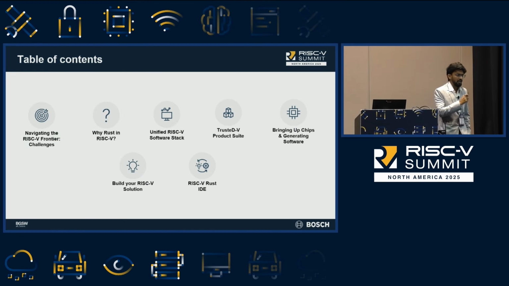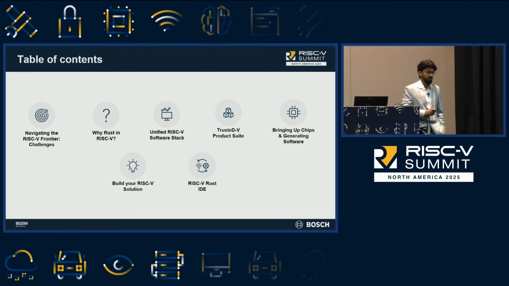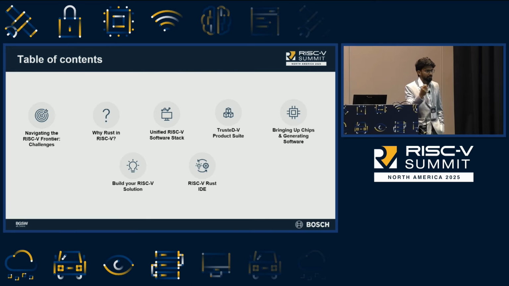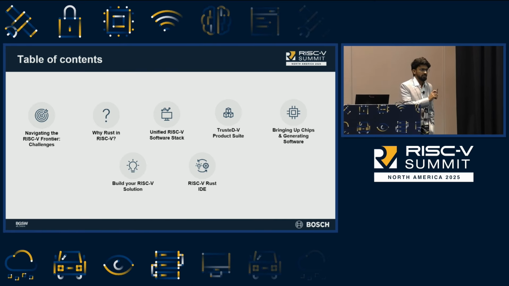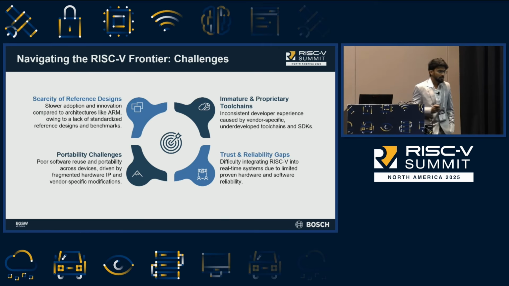I'll talk about the challenges we faced, and why we used Rust and RISC-V. Then the RISC-V startup software stack and the TrusteD-V product suite. How do we do board bring-up of RISC-V chips? Then lastly, I'll speak about how you can do board bring-up in about 5 minutes. At the end, we will also discuss the RISC-V Rust IDE.